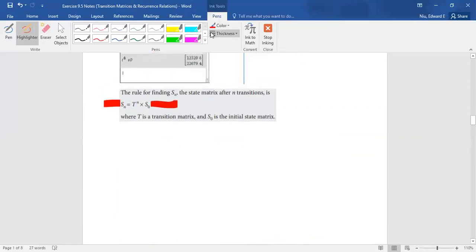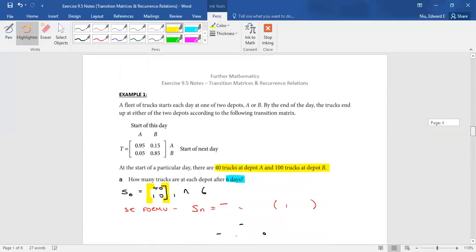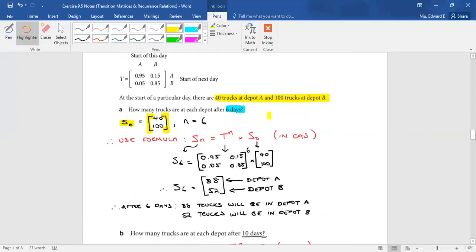What do we call the S0? We call that yellow. So that's what that generic formula was talking about up top. So what does this formula mean? Well, the n value is 6, so Sn, we replace with 6. So the n now turned into 6. What does that mean? It just means 6 days. So how many trucks are in each depot after 6 days?